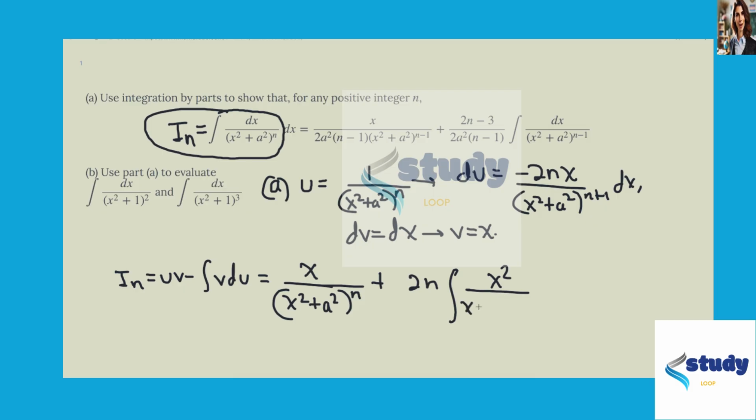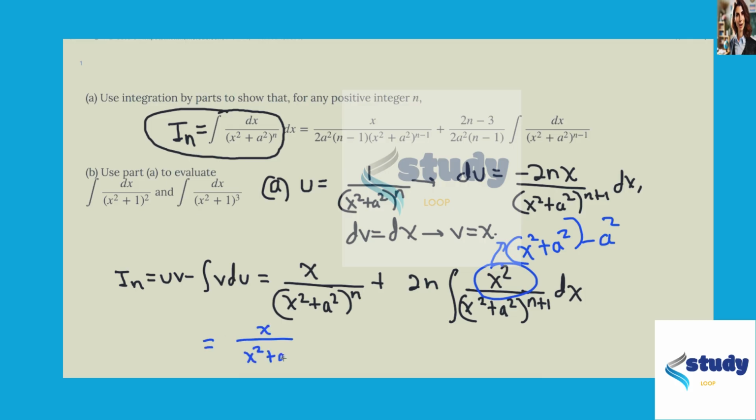Cancel those double negatives, pull out the 2n. And then here, I'll use the following trick. I'll rewrite this as x squared plus a squared minus a squared, and then I'll split this up into two integrals. So this is, then we have x squared plus a squared.